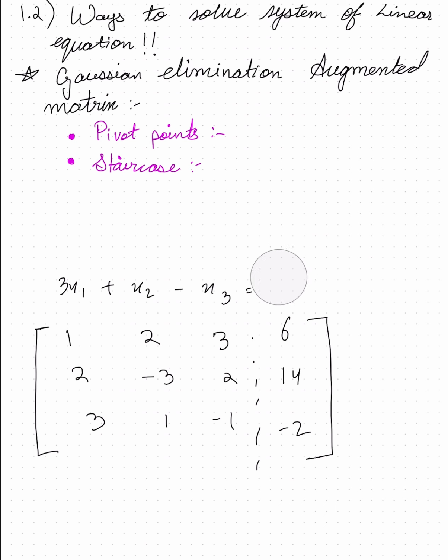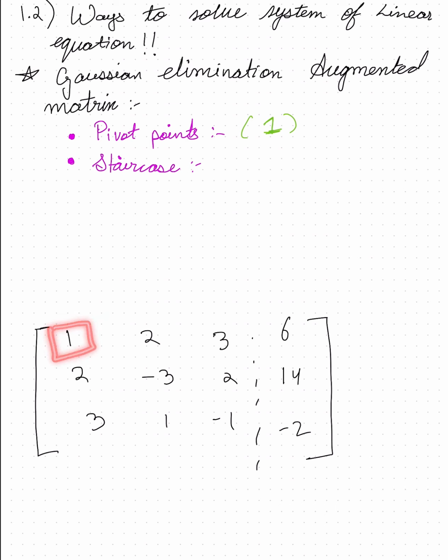When you use Gaussian elimination, you need to take care of two main points. First is to know pivot points. Pivot point should always be 1. No matter what, pivot point should always be 1. And this is my idea, like a general idea, not my idea. Use a staircase, a triangle like this.